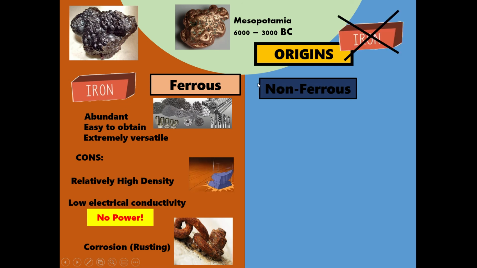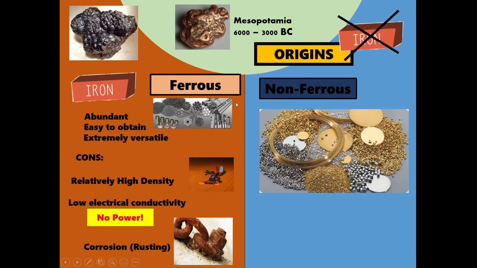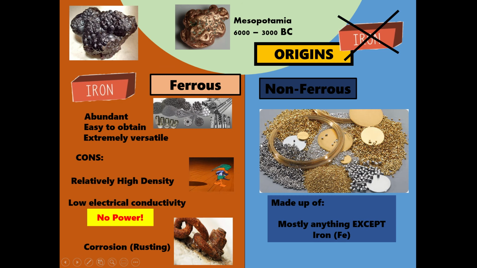So that's ferrous. On the other hand, we have non-ferrous metal alloys. Basically, non-ferrous metal alloys don't have iron at all. They are basically anything that is shiny. Non-ferrous metal alloys are mostly made of almost anything except iron. So when you're using non-ferrous metal alloys, there's no corrosion.